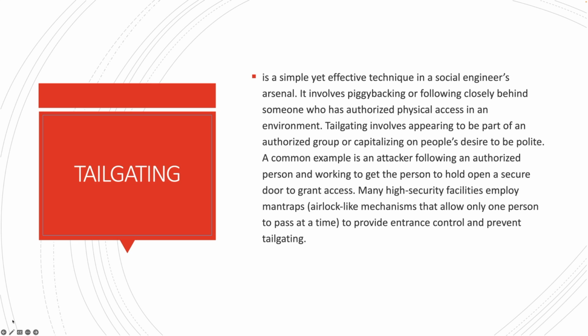Tailgating. Tailgating is a simple yet effective technique in a social engineer's arsenal. It involves piggybacking or following closely behind someone who has authorized physical access in an environment. Tailgating involves appearing to be part of an authorized group or capitalizing on people's desire to be polite. A common example is an attacker following an authorized person and working to get the person to hold open a secure door to grant access. Many high security facilities employ mantraps, airlock-like mechanisms that allow only one person to pass at a time to provide entrance control and prevent tailgating.